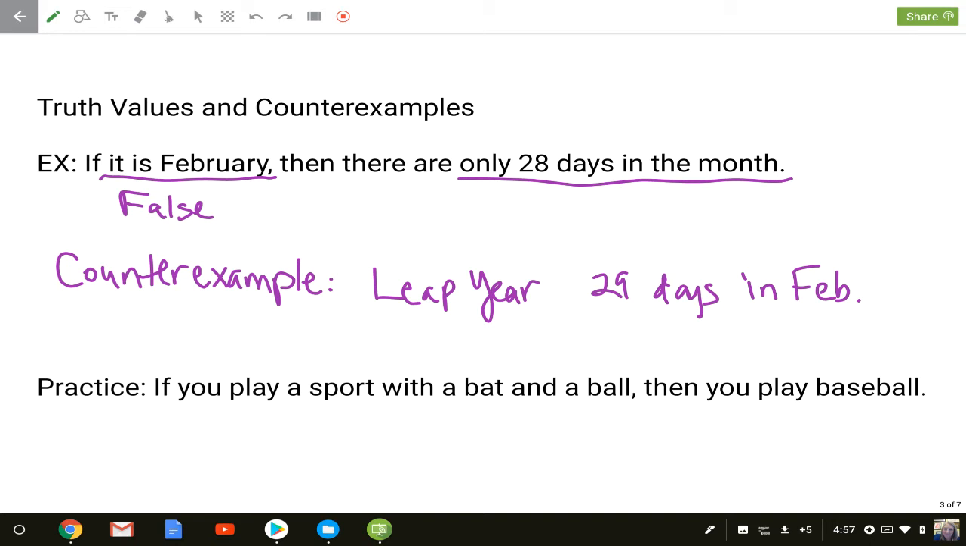Okay, now you practice on the next one. See if you can decide if it's true or false, and then if it's false, give a counterexample. So this is: if you play a sport with a bat and a ball, then you play baseball. Okay, so this one is also false. The counterexample that I thought of was softball.